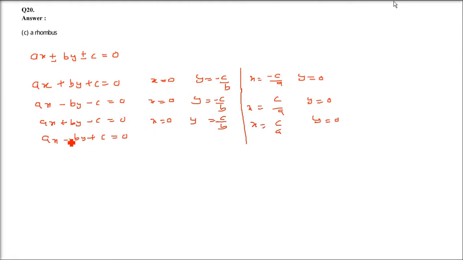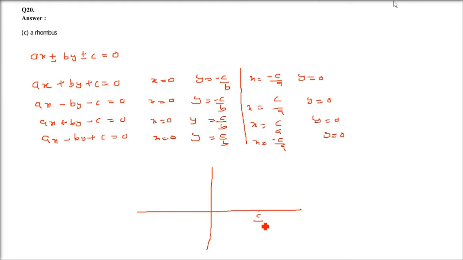Now here we have x as 0. So x as 0, y equals minus c by minus b. We get c by b. And y equals 0. So you get minus c by a as x. So these are 4 points on the axis. Now just see how the figure is made. X is c by a. So just put here c by a.